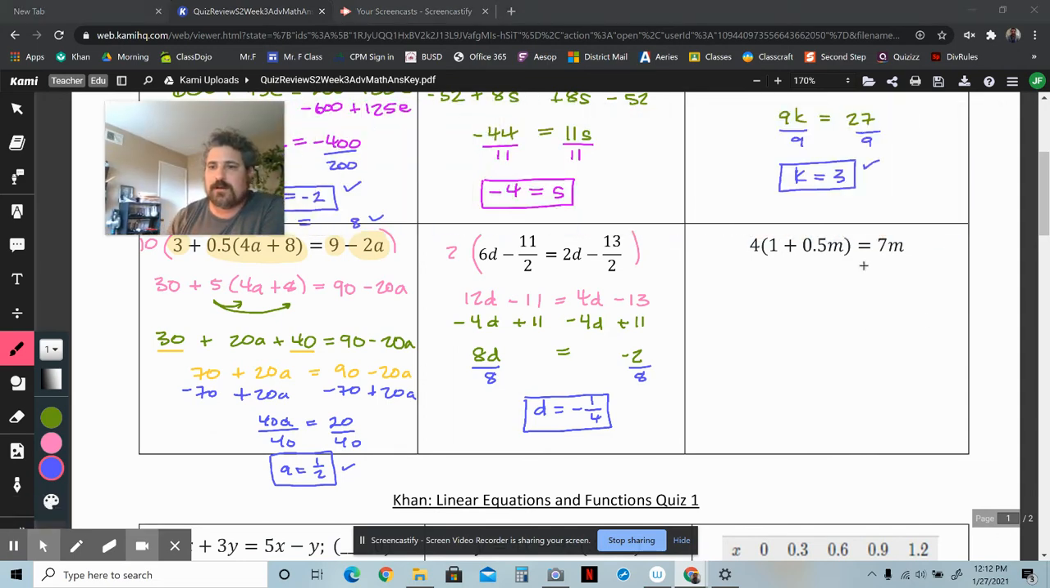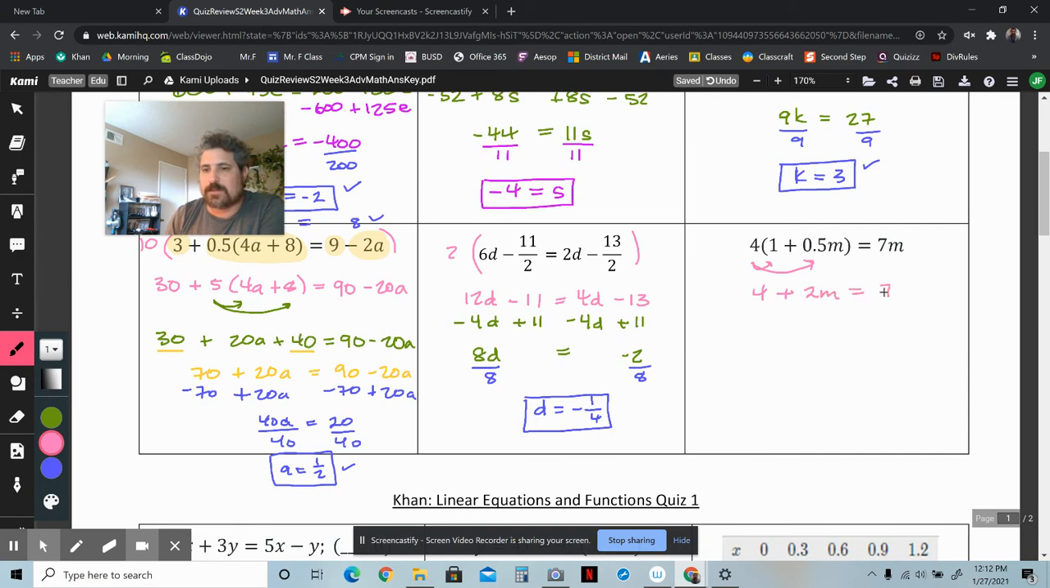So on this one here, you're going to multiply by 4. And when you multiply by 4 through the parentheses, this 0.5 is going to go away anyways. So there's no need to do that. So you can just multiply through and distribute. And you're going to get 4 times 1 is 4. And 4 times 0.5 is only half of 4, which is 2. So we have 2m, and that's equal to 7m.